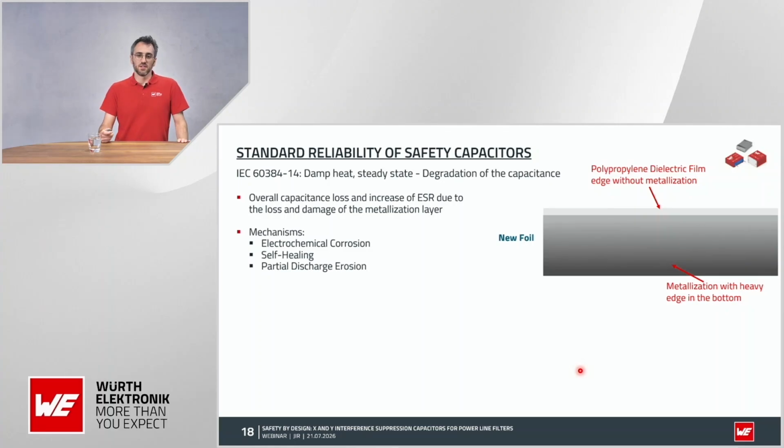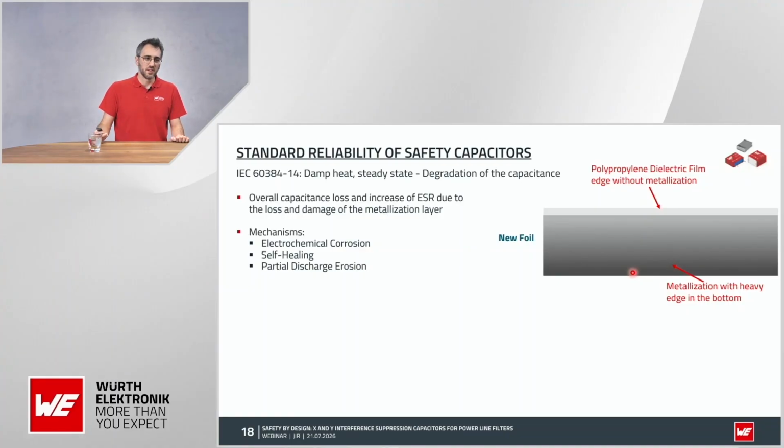So what is happening inside of the capacitor? As I explained before, we have different properties on the foil. If you have a new foil, you can see this is the edge where we have no metallization. And normally in the other edge, where we connect the pin, there is a slightly thicker metallization, which we call the heavy edge, which helps the capacitor maintain its structure and also have less ESR, less internal resistance.